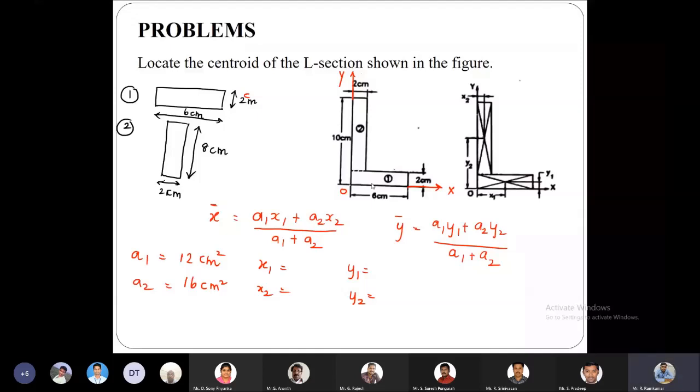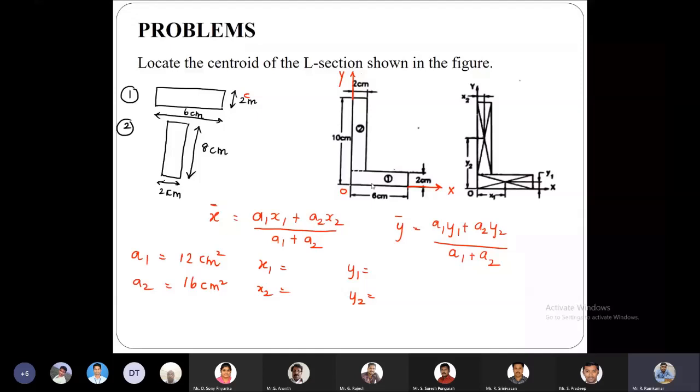Next we need to find the volume. So for volume, you know the simple formula, 4 by 3 pi r cube. So using this we can get the volume. And finally, when we deploy all these things in the relation, we get x bar is equal to y bar equal to v1 y1 plus v2 y2 divided by v1 plus v2.